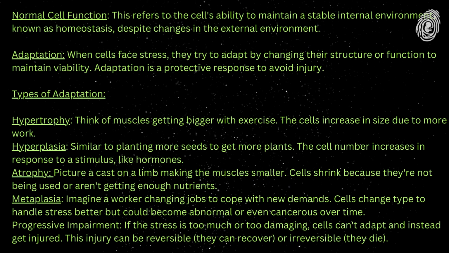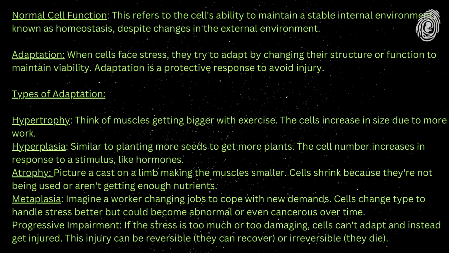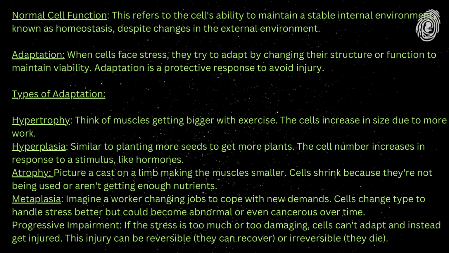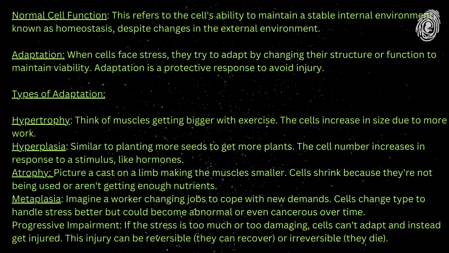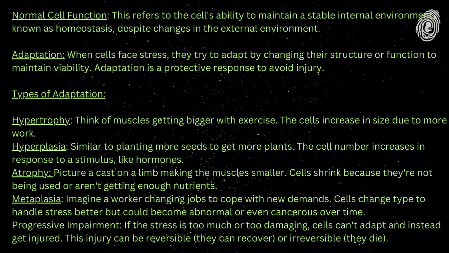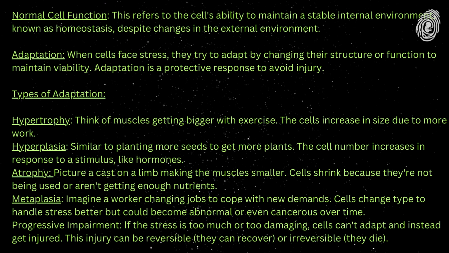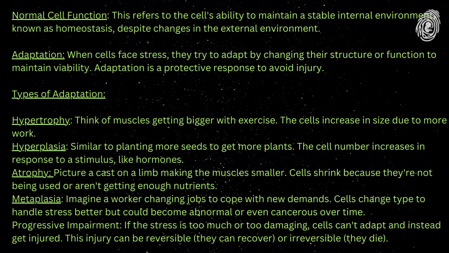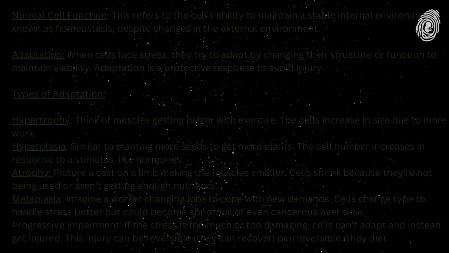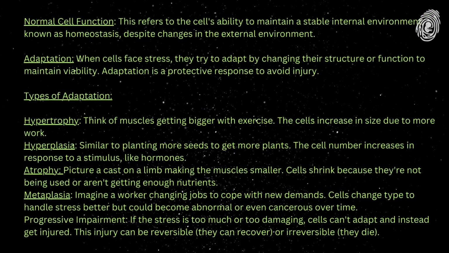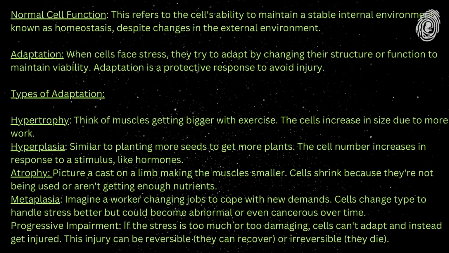Atrophy. Picture a cast on a limb making the muscles smaller. Cells shrink because they are not being used or aren't getting enough nutrients. Metaplasia. Imagine a worker changing jobs to cope with new demands. Cells change type to handle stress better but could become abnormal or even cancerous over time.